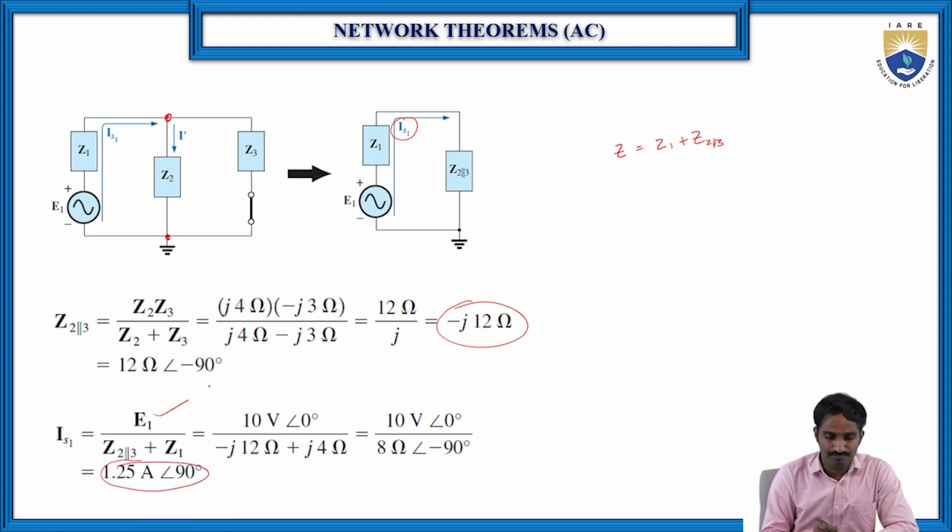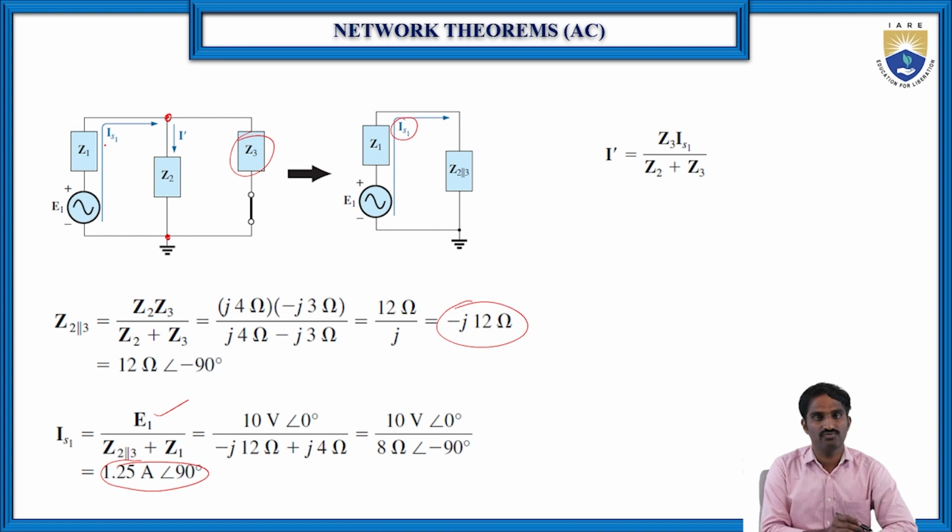Then simply apply the current division rule. According to the current division rule, I1 is equal to the total current IS1 into the opposite impedance, which is Z3 by Z2 plus Z3, right? So this is the current division rule formula: I dash is equal to the opposite impedance, Z3 by Z2 plus Z3, into the total current flowing through the circuit, which we have just calculated, IS1.